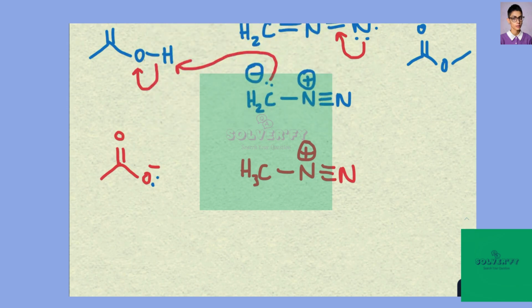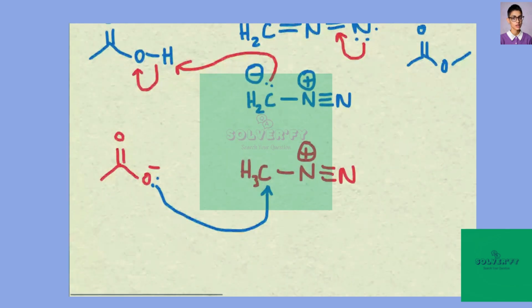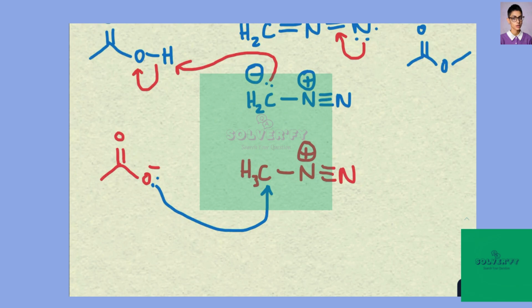So I have my lone pairs on my oxygen. Those are going to attack my carbon. And I know that because in my final product, I want to have that CH3 on top of my oxygen, or at least connected to my oxygen. So I'm going to attack with my oxygen my carbon, and while I do that, I will release my N2.